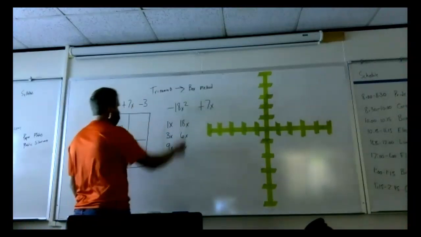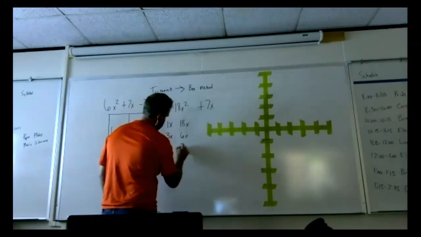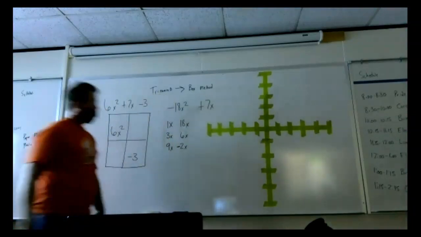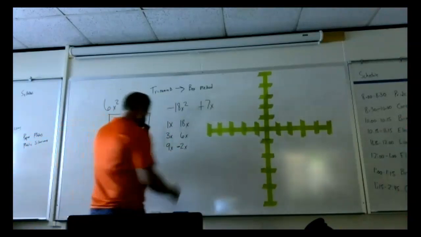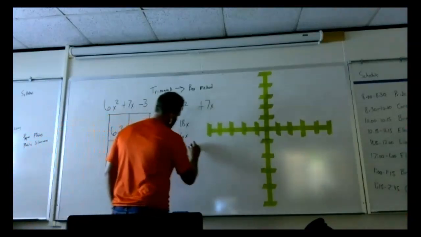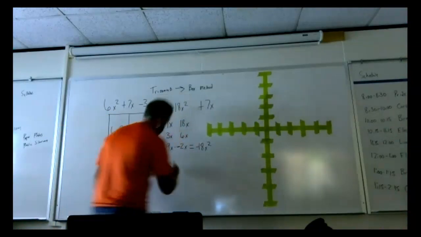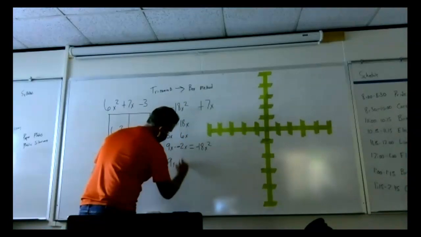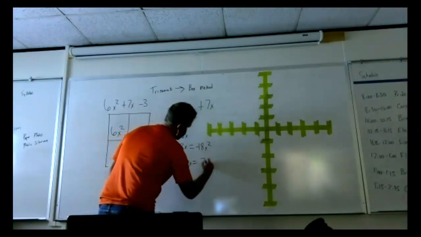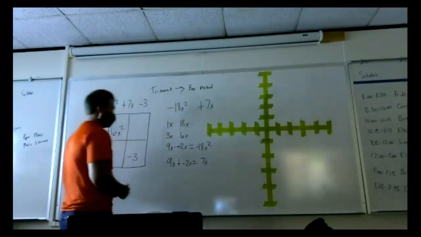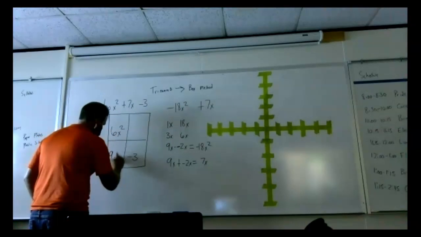Okay, but since I'm multiplying to equal a negative 18x squared, one of these terms has to be negative. So I'm going to choose 9x and a negative 2x. And once these terms are multiplied together, they do equal a negative 18x squared. And 9x plus a negative 2x does equal a positive 7x. So I'm pretty confident that these are my terms. So I'm going to bring them in.